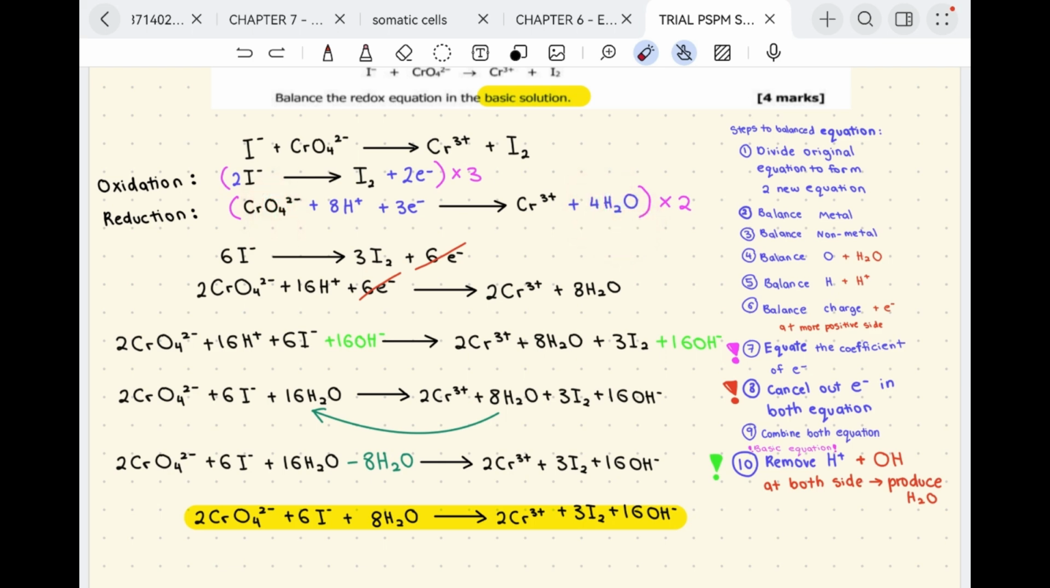Okay, the next atom to balance is hydrogen. We can observe here that on the right hand side we have 8 hydrogen, but on the left hand side we don't have any hydrogen. So we just need to add 8H plus to balance the number of hydrogen at both sides.